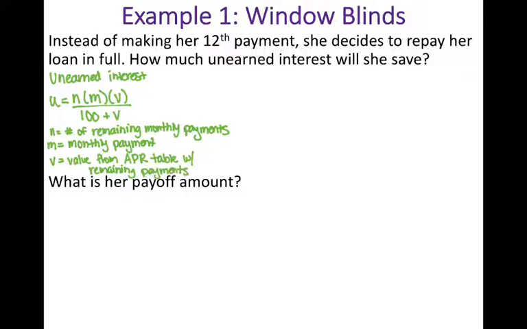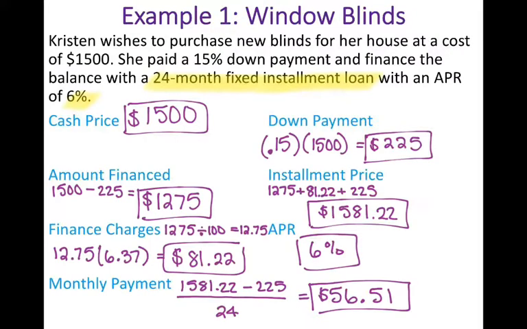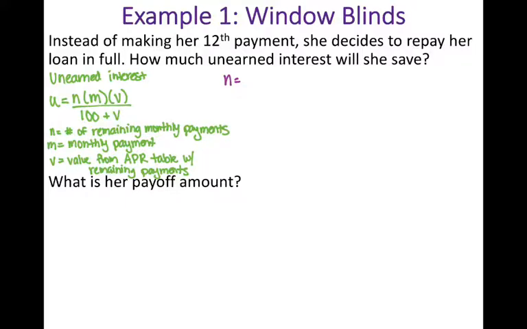Okay, so let's go ahead and actually find these things within this context. So N is going to be the number of remaining monthly payments. Her original plan was a 24-month loan, so on her 12th payment, she's just going to pay off the rest of it. So I'm going to take the 24 minus the 12, and that tells me how many remaining monthly payments she has. So that's going to be 12.